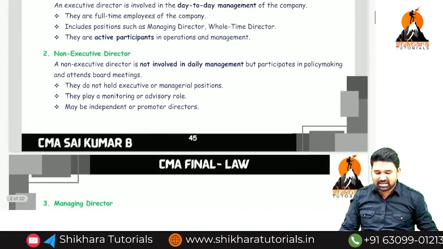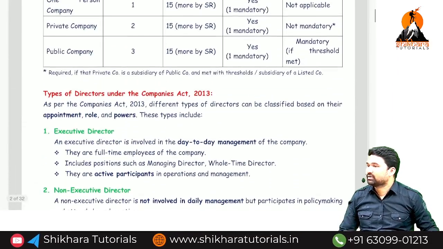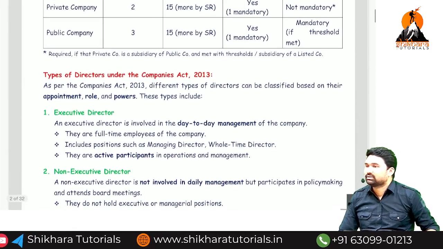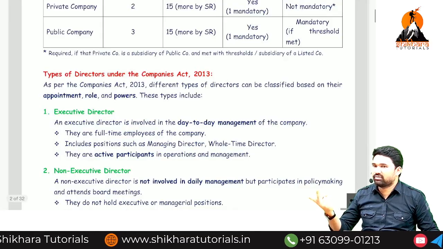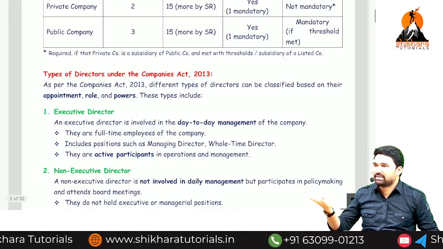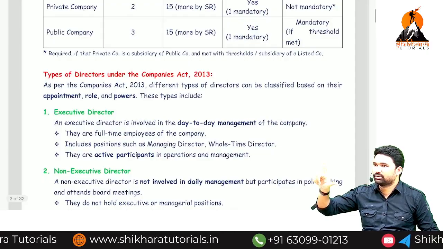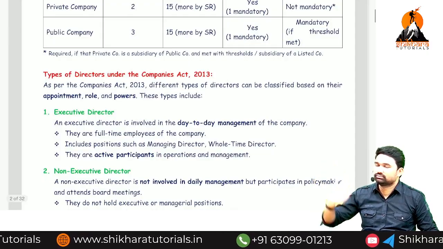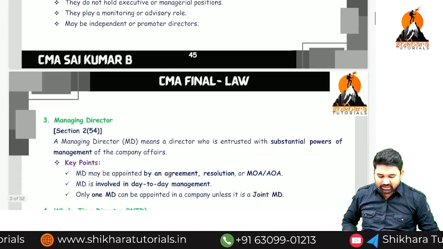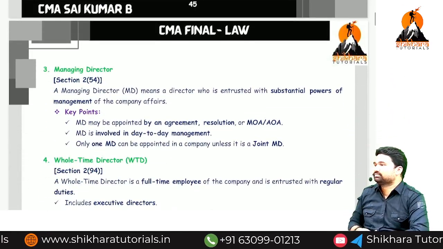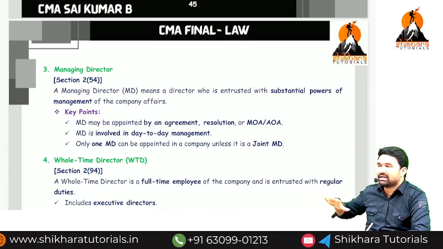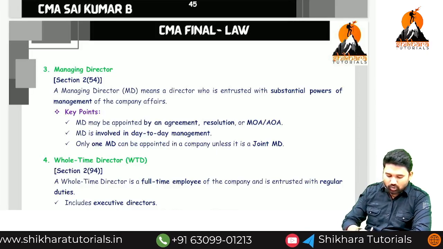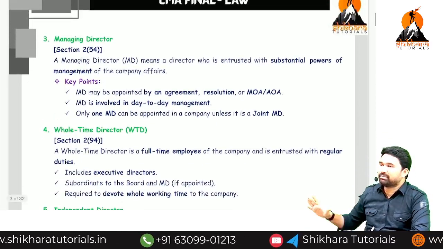So the first 3 points are clear. Which chapter are we discussing? Directors and KMP. First one, who is a director? Role of director, minimum number, maximum number. Types of director, executive. Fourth one is whole-time director. I have already told you, 3 to 4 terms we'll discuss, and let's end the session. So whole-time director. So simple, ma.